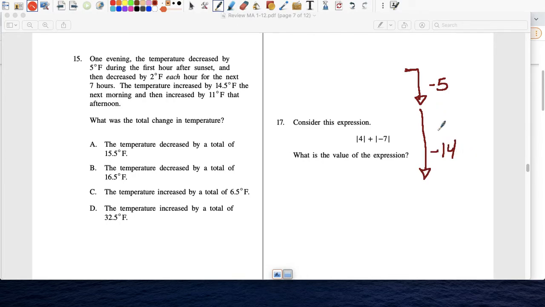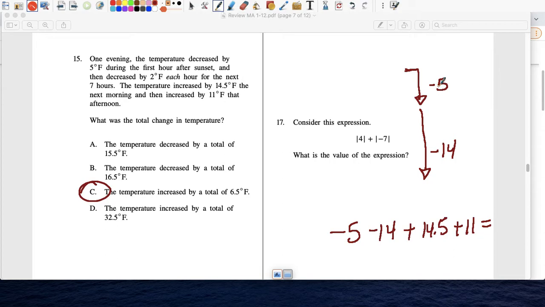Okay. The temperature then increased by 14.5 the next morning, and then it increased by 11 that afternoon. What was the total change in temperature? So -5, -14, and then it went up by 14.5, and then it was up by 11. So what was the total change in temperature? Let's see. -19 plus 14.5 plus 11, 6.5. And we end up, the temperature increased by a total of 6.5.